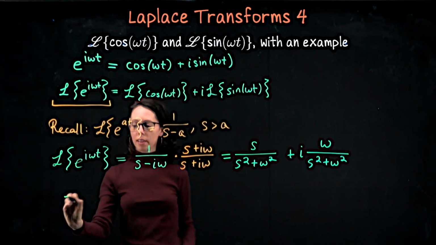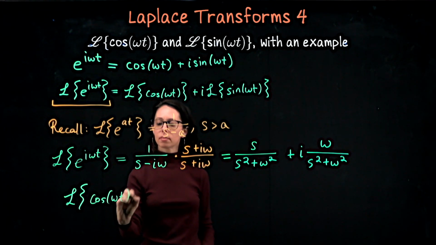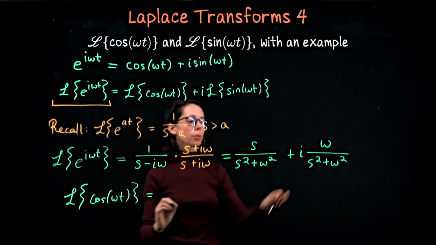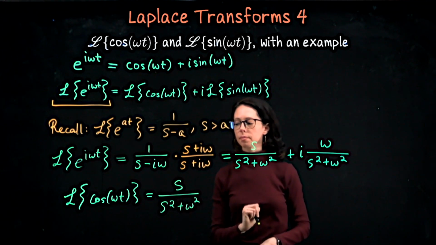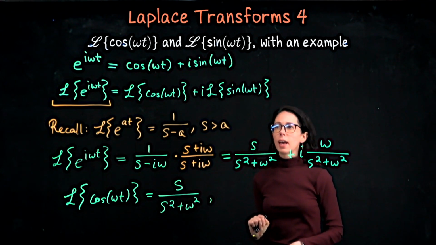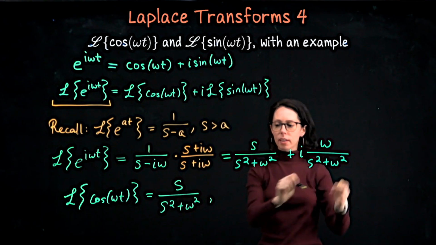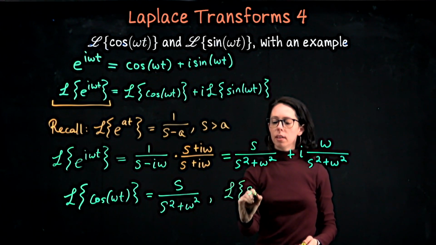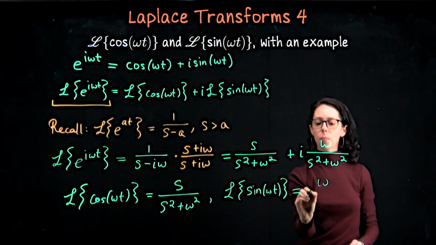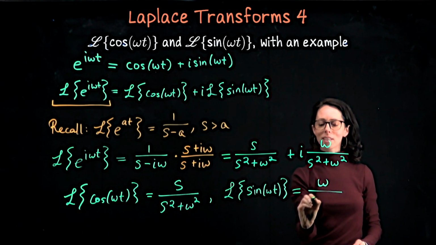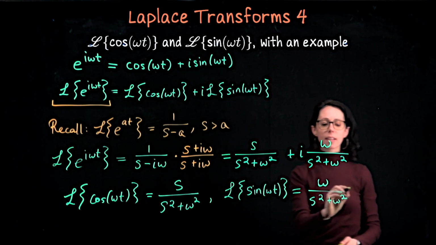In particular, we can say that the Laplace transform of cosine of omega t is equal to this real term, s divided by s squared plus omega squared. And similarly, the Laplace transform of sine of omega t is equal to this component here. So the Laplace transform of sine of omega t is equal to omega divided by s squared plus omega squared. Like that. The domain for s here is s greater than 0.